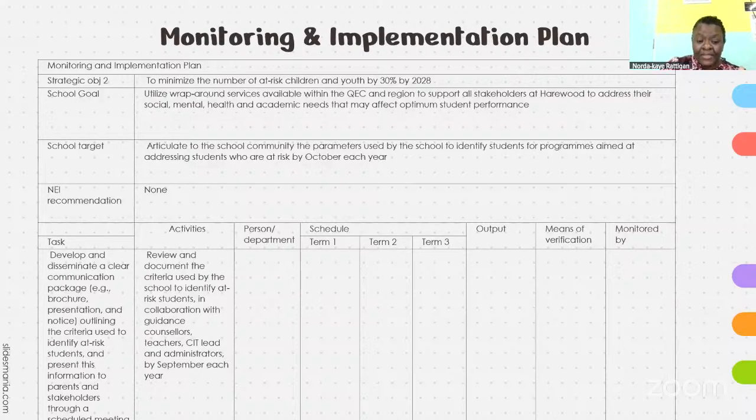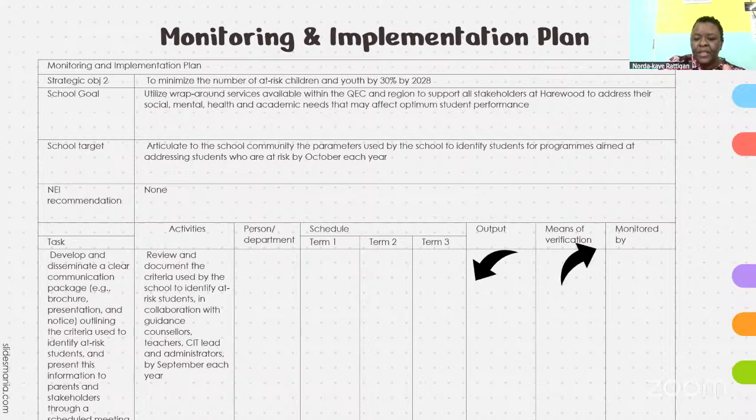Who are you including in this activity? Your GC, your teachers, your CIT, and when I say CIT, I mean your curriculum implementation team, and your administrator. So we're pulling everybody together and we're going to come up with a plan. What are these parameters that we're working with?